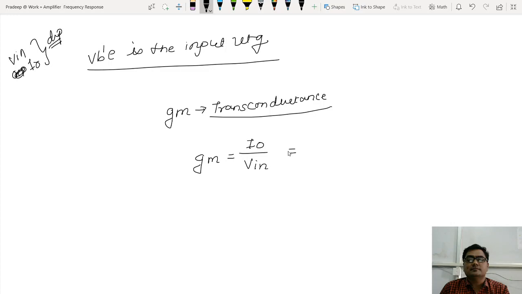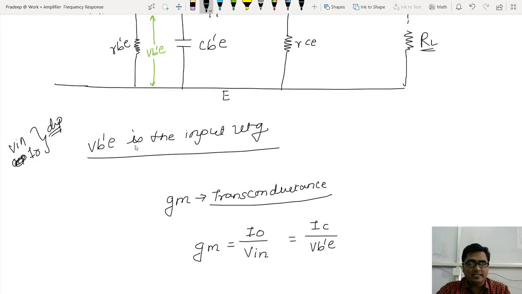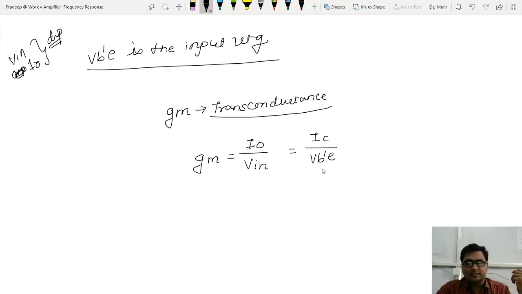What is output current? If it is a common emitter amplifier, output current is IC. What is input voltage? Input voltage, obviously, is VB'E. Think about the above circuit. VB'E is the input voltage, as we have said just now. So IC divided by VBE is the transconductance.